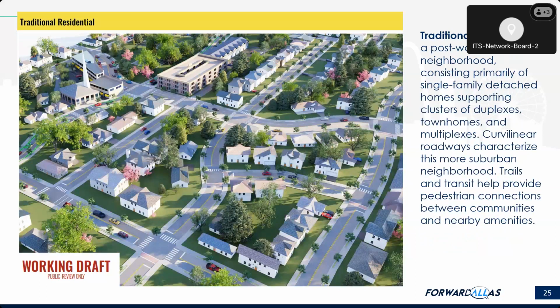So third, traditional residential. This is the more standard neighborhood that we have. That's comprised of curvilinear streets, typically mostly single family, but we have a mix of duplexes, townhomes in this area. Trails and transit help pedestrians and users go throughout the space, but it's predominantly vehicular in nature. So that's the traditional residential place that we have.